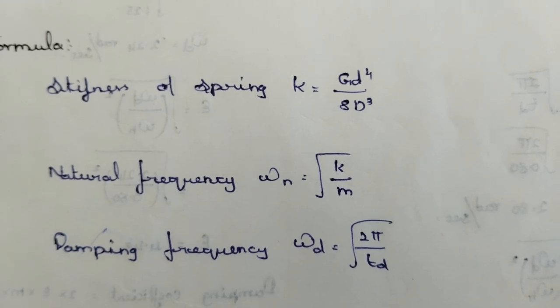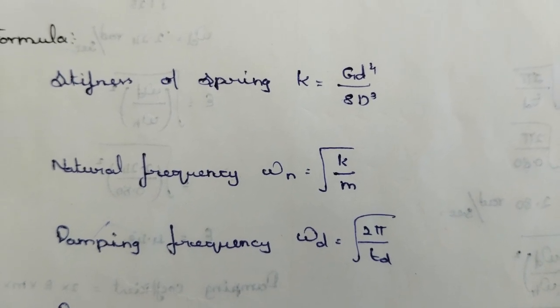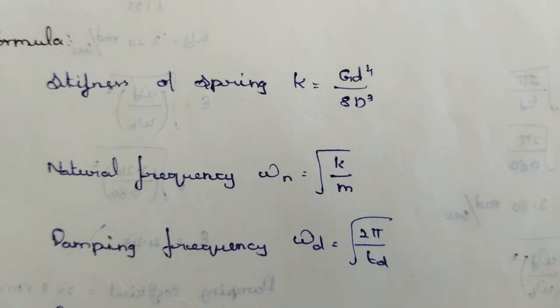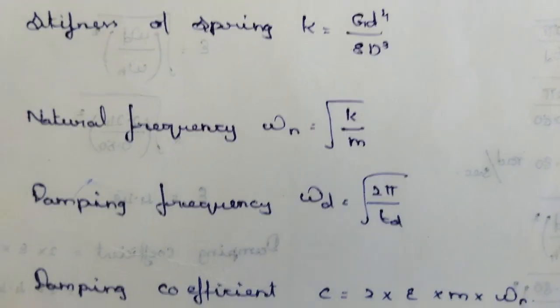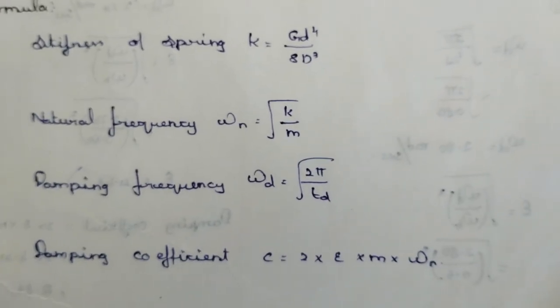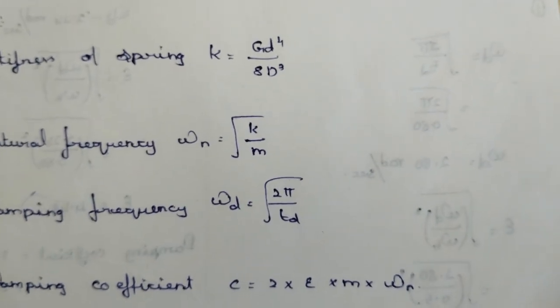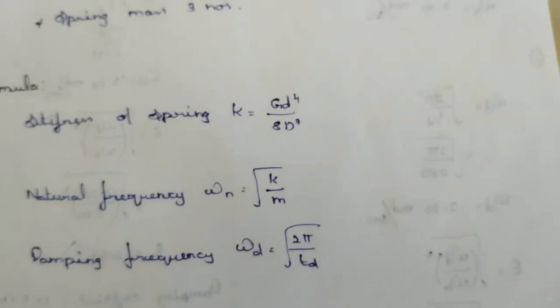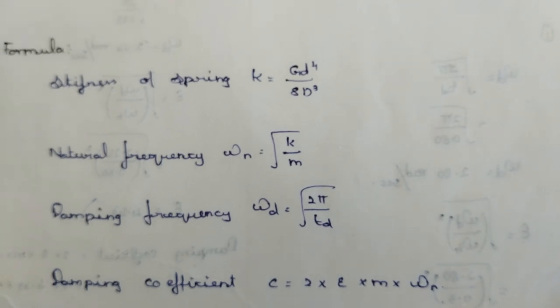Damping frequency omega d is equal to 2 pi divided by Td, where Td means the time taken for one oscillation. Damping coefficient C is equal to 2 into epsilon into M into omega n. So by this formula we are going to calculate the damping coefficient.